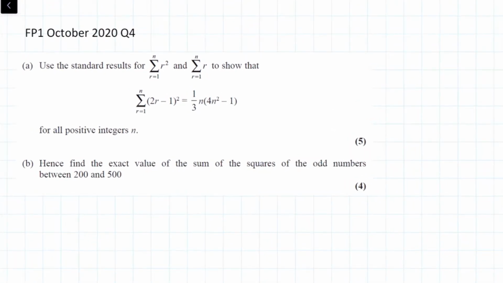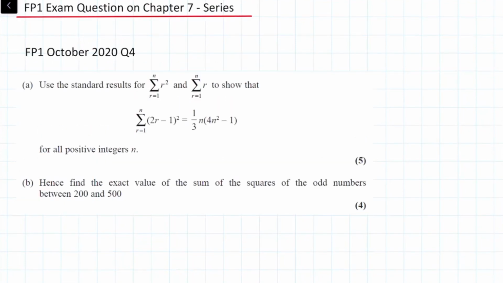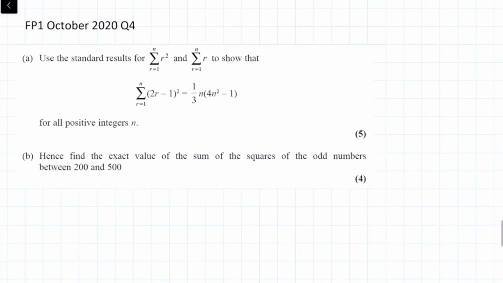Okay, in the first question, we have to use the standard results for the sum of squares and the sum of natural numbers to show that the sum of (2r minus 1) squared is equal to 1/3 n (4n squared minus 1). And in part B, it says find the exact value of the sum of the squares of the odd numbers between 200 and 500. So we'll need to see how we can use our series to find that value. So we'll start with part A.